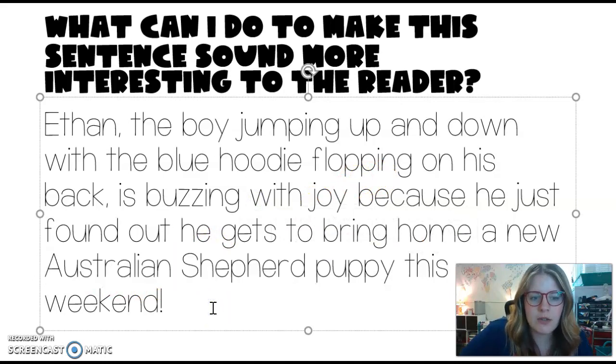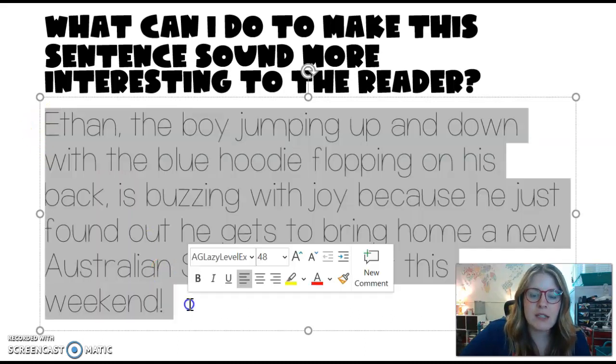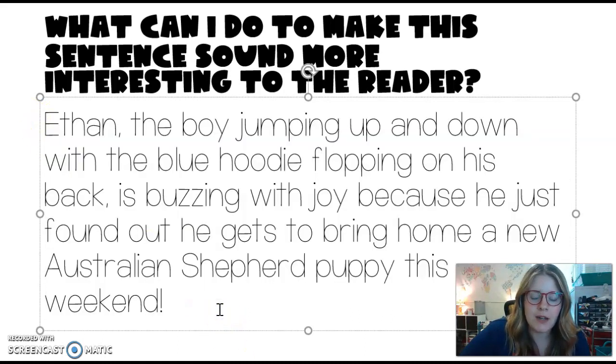You could add more detail to the sentence, but I would dare to say that you could probably just start a new sentence. So going from the boy is happy to this is a lot better for the reader than just saying the boy is happy. Saying the boy is happy doesn't really tell the reader why he's happy, what he looks like, anything like that. So we're going to try to write our own sentences that are a little bit more detailed.